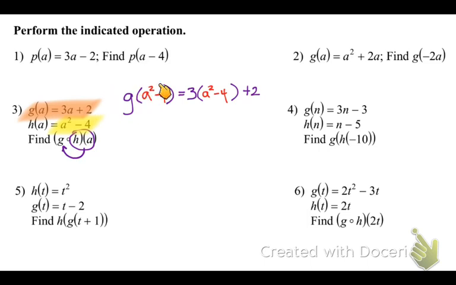Over here on the left-hand side, this is just function notation. All that this is saying is that we are taking the expression a squared minus 4 and substituting it into the function g. You're not actually supposed to simplify anything on that side. What we're actually doing is over here on the right-hand side. We have 3 times a squared minus 4, plus 2. Order of operations says to distribute the 3 first. When I do that, I get 3a squared minus 12 plus 2, and then I have some like terms that I can combine. So 3a squared minus 12 plus 2 would be 3a squared minus 10. And that's the final answer for number 3.